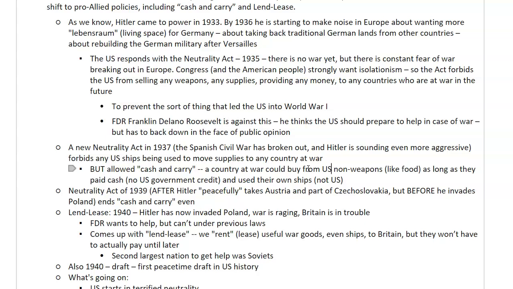Once again, there's no war yet, except for the Civil War in Spain. But Britain is starting to build up its military a bit. France is starting to build up its military a bit, afraid of Hitler.